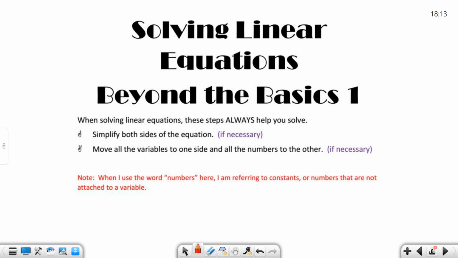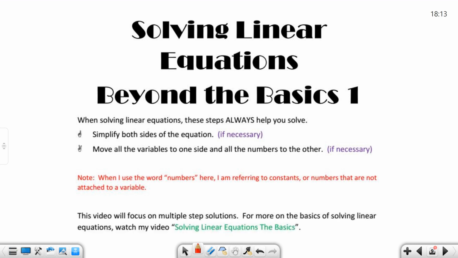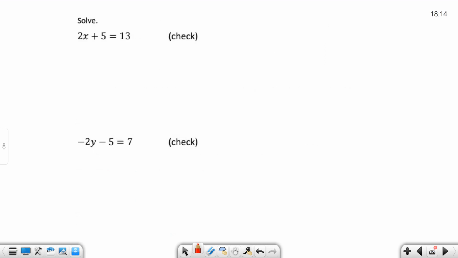All right? So when I use the word numbers here, I'm referring to constants, or numbers that are not attached to a variable as a coefficient, okay? This video will focus on multiple step solutions. For more information on the basics, watch my video, Solving Linear Equations, the Basics. So here, 2x plus 5 equals 13. So we sort of ended the basics video right here in this same realm. All right, so let's do these and then check these two on this page.